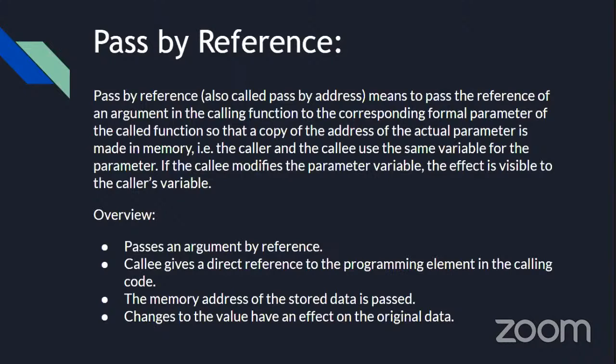The caller's argument is the same variable as the parameter. The effect on the parameter variable is visible in the caller's variable. It passes an argument by reference. The callee gets a direct reference to a programming element in the calling code. The memory address of the stored data is passed. Changes to the value have an effect on the original data.